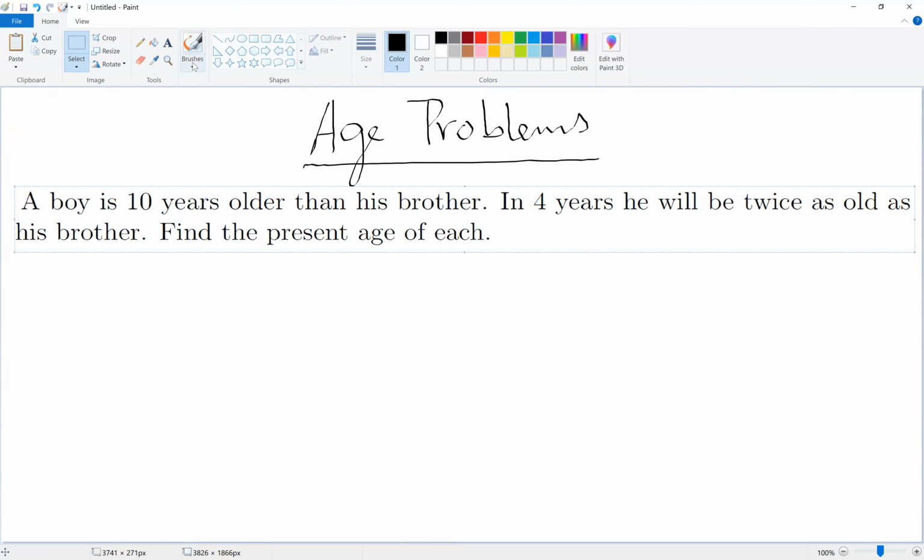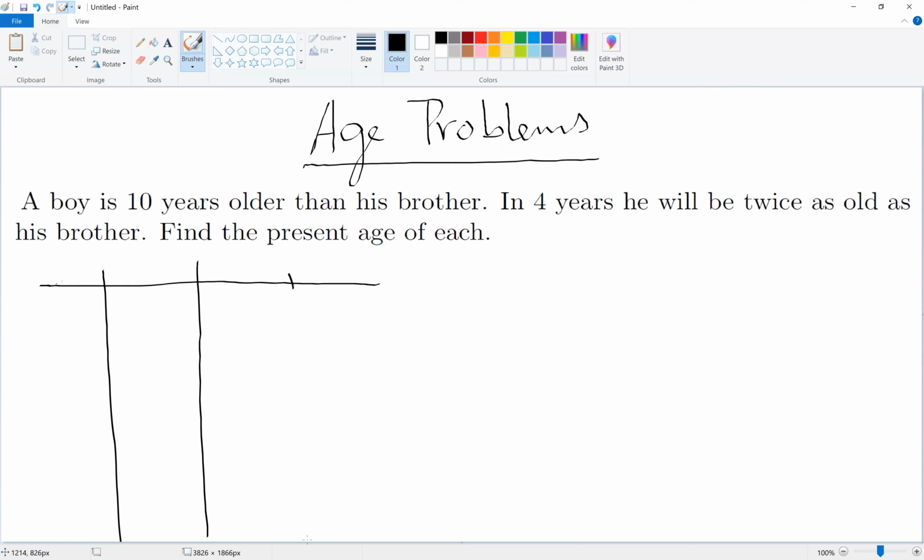A boy is 10 years older than his brother. In 4 years, he will be twice as old as his brother. Find the present age of each. There are many different ways to do it. So one of the ways I do it, without going into too complex. So present, and then in 4 years.